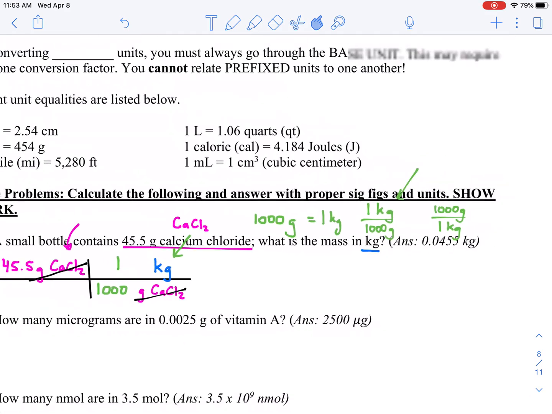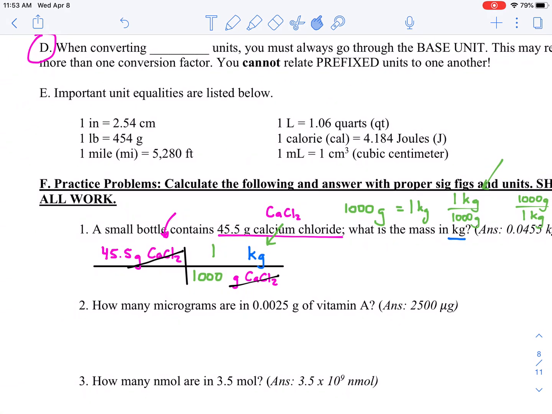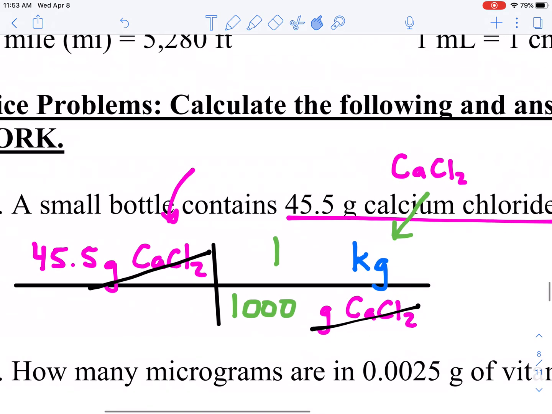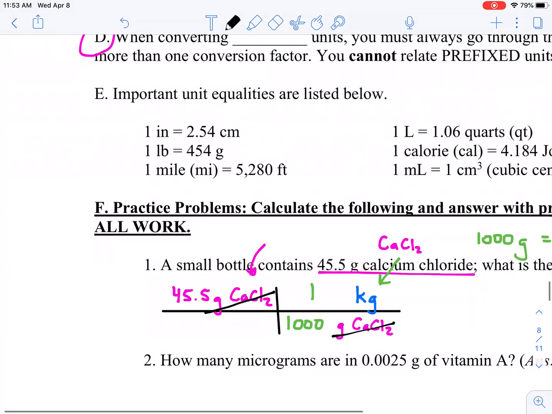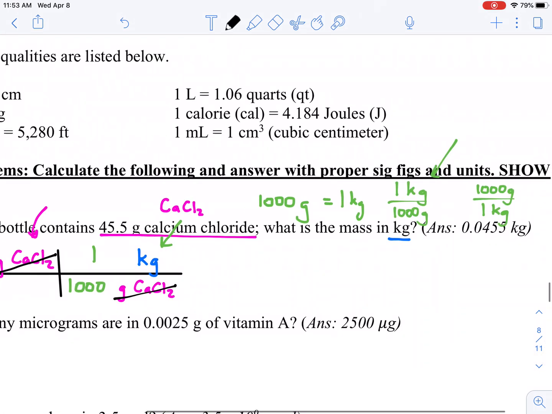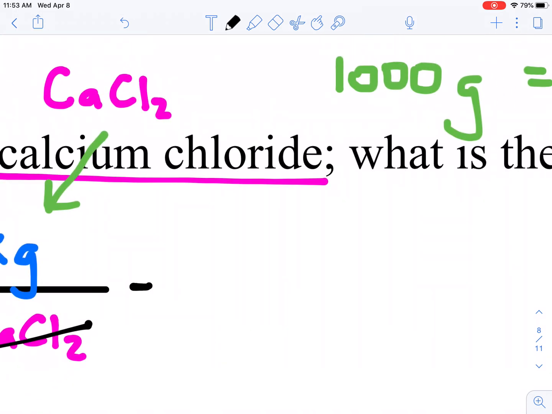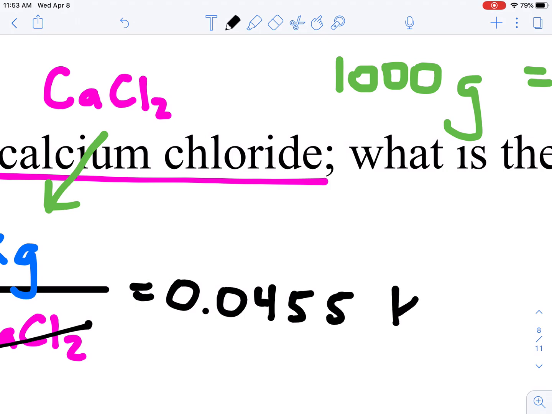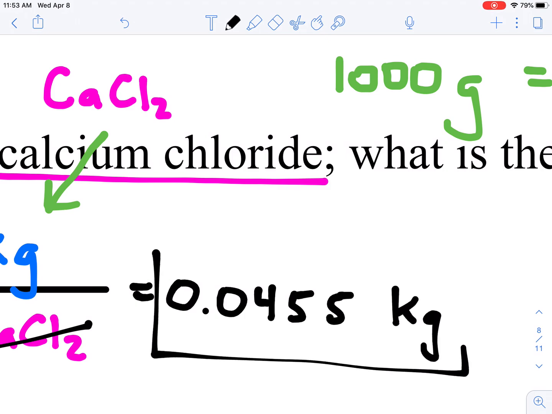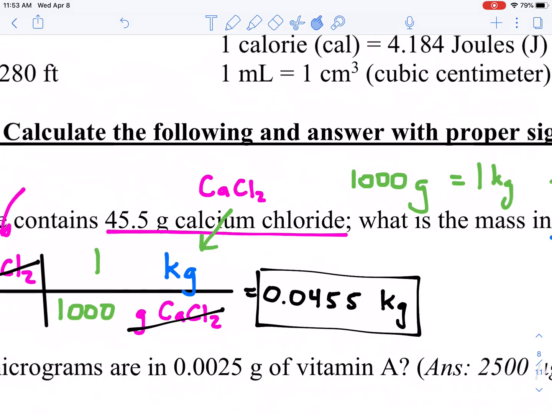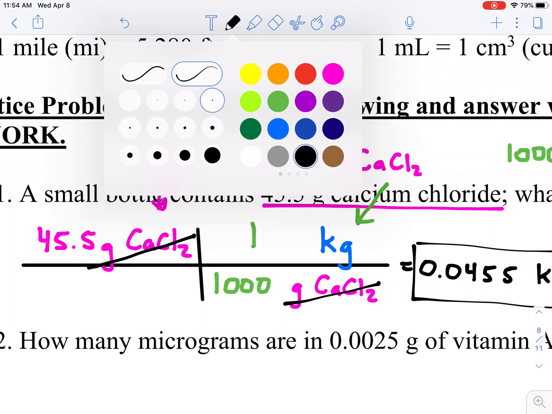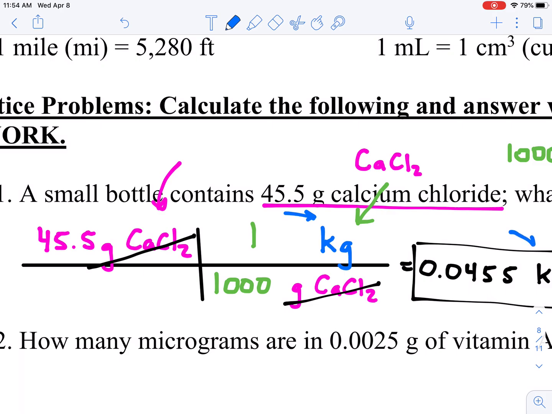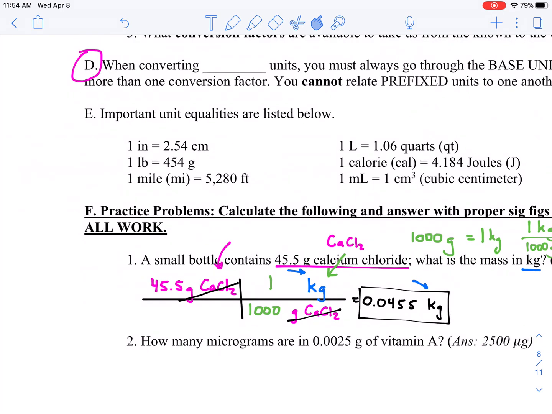To solve this mathematically, what we're going to do is basically multiply all of our fractions together. So we're going to take 45.5 times 1, which is 45.5, and then divide by 1,000. And when we do that, we will get the answer 0.0455 kilograms. And you'll notice that we've been very careful to keep our units. You'll notice that our units have canceled, and the only unit that's left is this blue kilograms, and so that's why that is the unit that we write here. And again, we'll get more practice at this and get more of a hang of it.